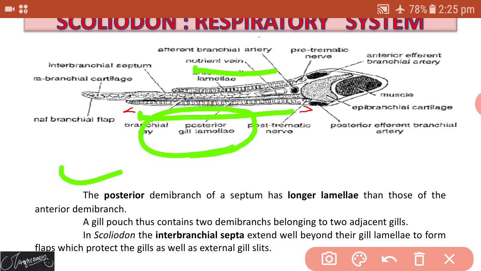In Scoliodon, the interbranchial septum extends well beyond the gill lamellae to form a flap. That flap is called the interbranchial flap, and this can protect the gill as well as the external gill slits. These flaps can protect the gill as well as the external gill slits.